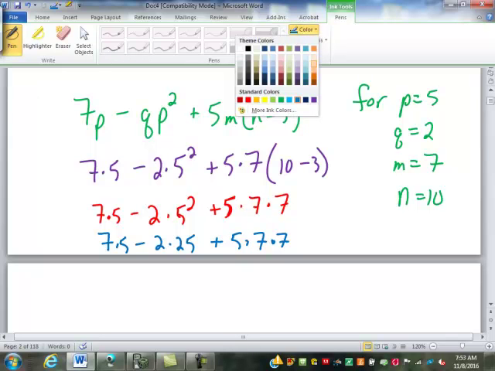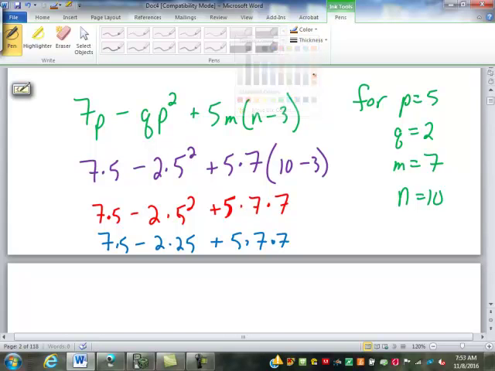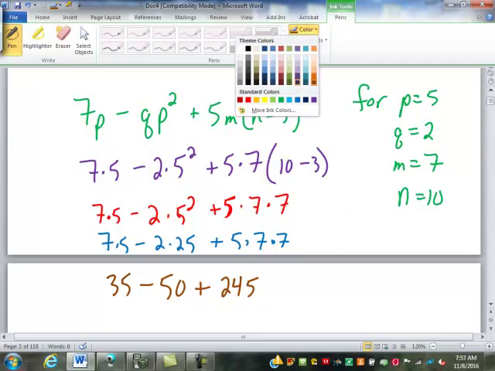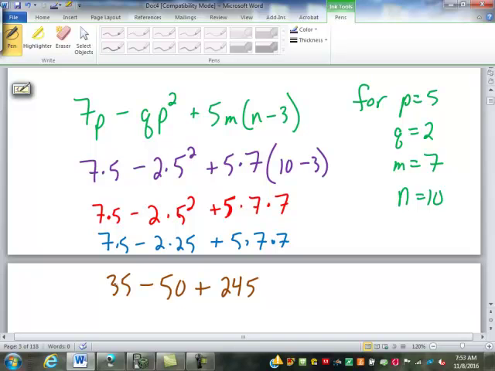So now we're going to work left to right with our multiplication and division. 7 times 5 is 35. 2 times 25, 50. 5 times 7 is 35, times another 7 is 245. Careful. 35 minus 50 is a negative 15. Plus 245 is 230. So you were correct.